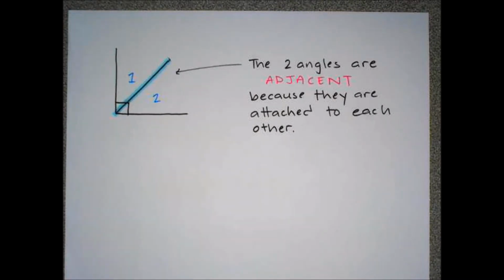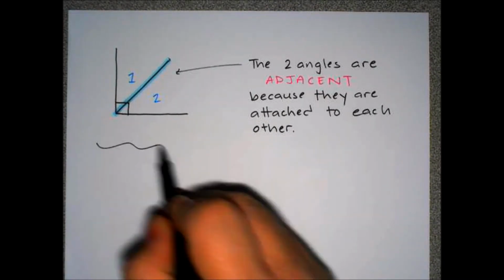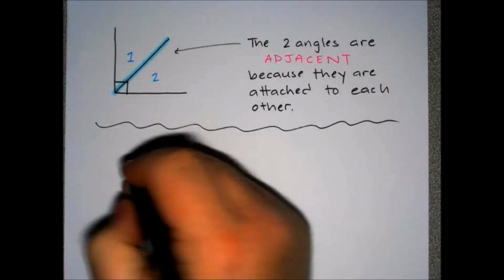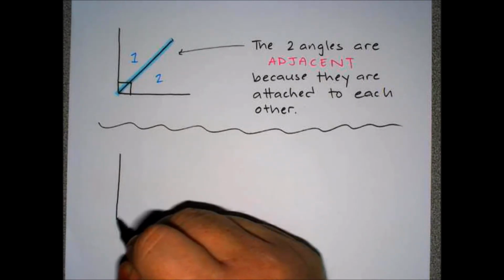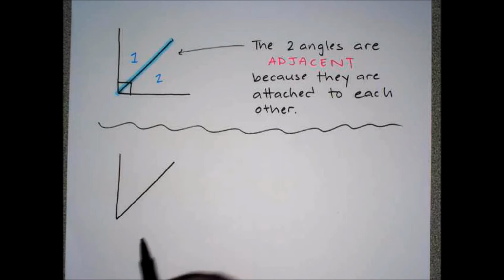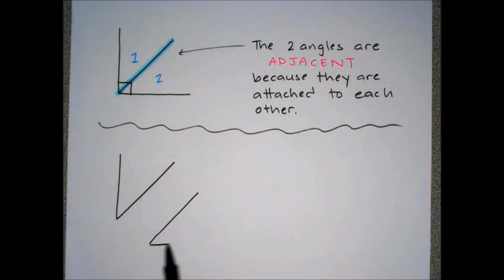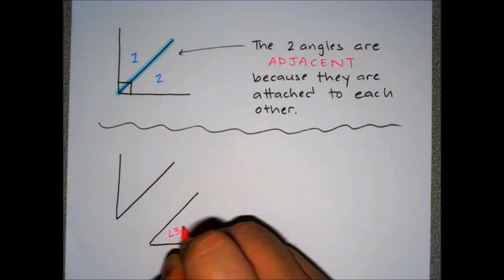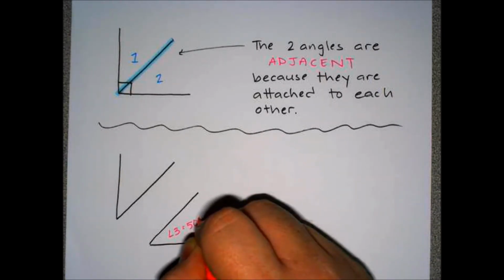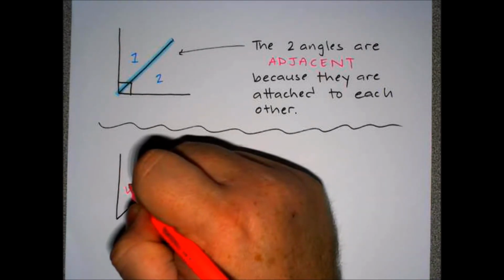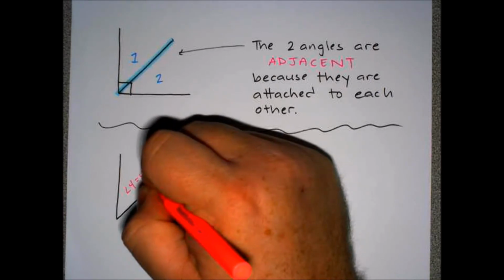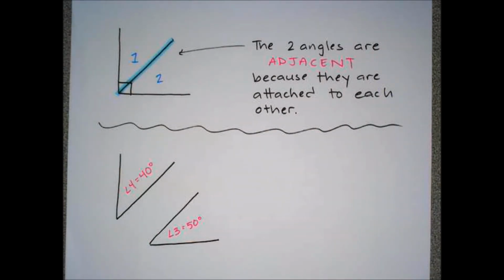Now you can also have complementary angles that are not adjacent. So for example, you have an angle up here and say an angle down here. So let's say this is angle 3 right here, and angle 3 is 50 degrees, and right here you have angle 4, and angle 4 here is 40 degrees. Well, if you just look at the measure of those angles, 40 and 50 make 90, so you know these two angles add up to 90 degrees, so they're complementary, but they're not adjacent. They are not attached to each other.